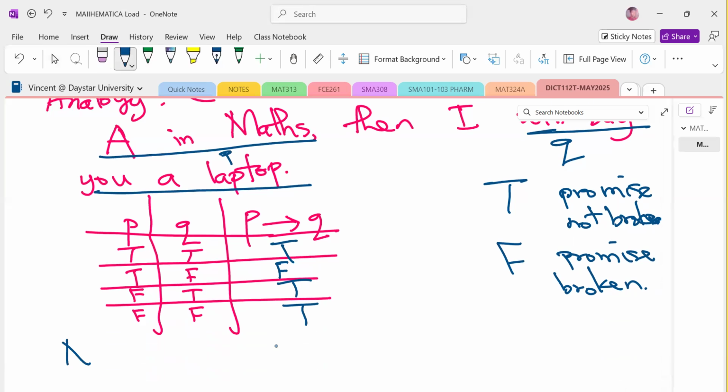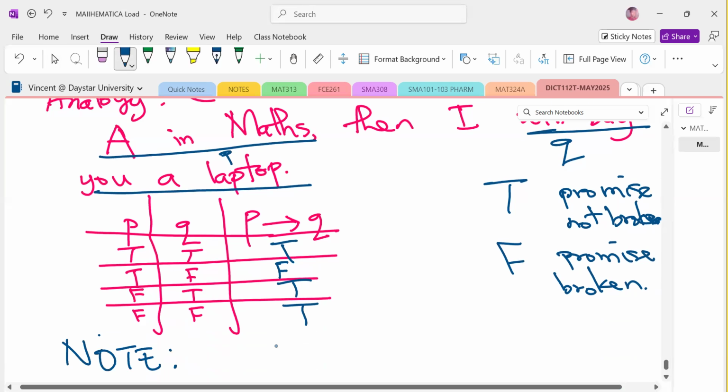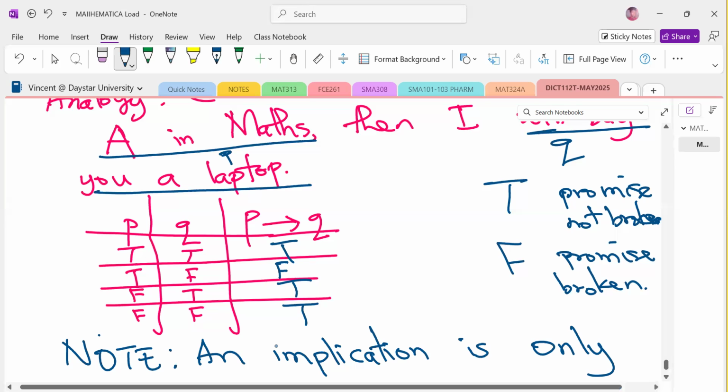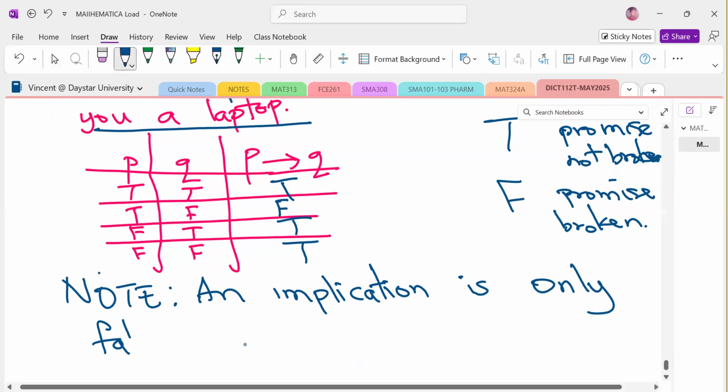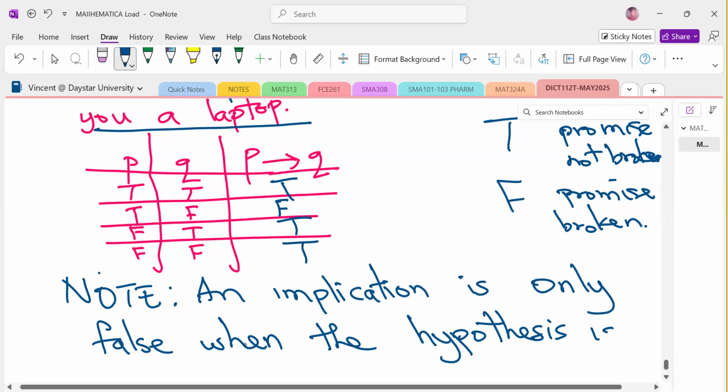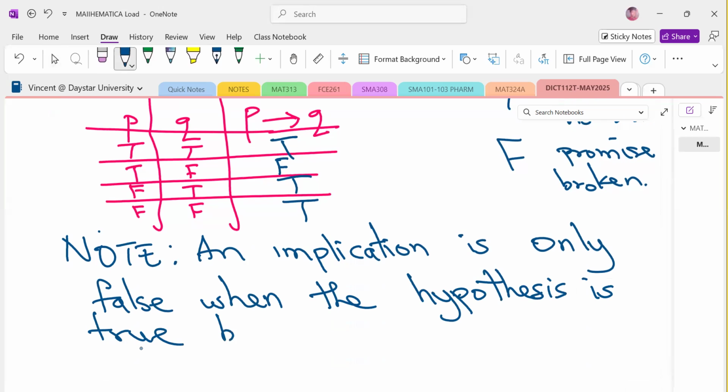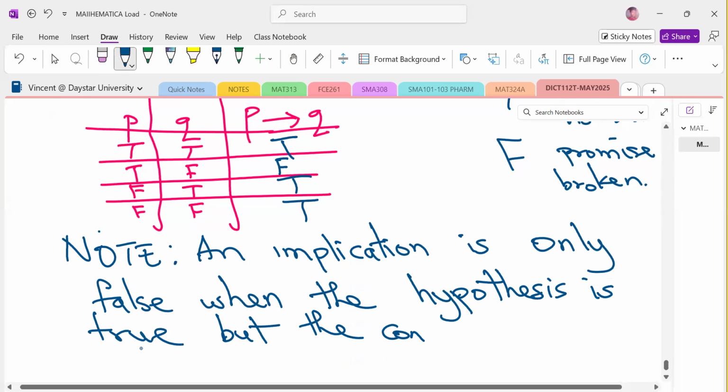So then summary, NB: an implication is only false when the hypothesis is true, but the conclusion is false. Otherwise, true.